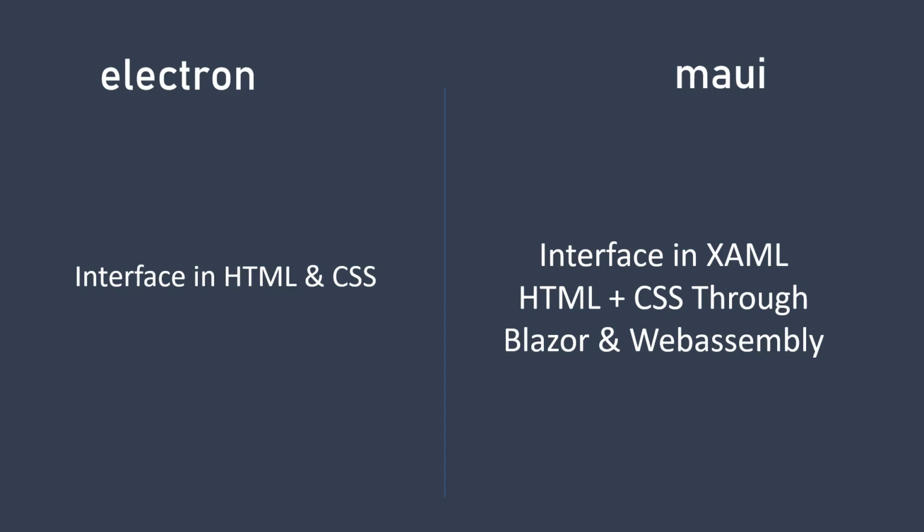Next, I have explained to you, of course, this point that interfaces in Electron are in HTML and CSS, and MAUI has interfaces in XAML. But, and this is kind of a game changer, that's what changed my opinion about MAUI when I saw it about 2 weeks ago, and it made me so excited. You can now create interfaces in MAUI in HTML and CSS with another very, very powerful technology called Blazor. So Blazor is another technology created by Microsoft.